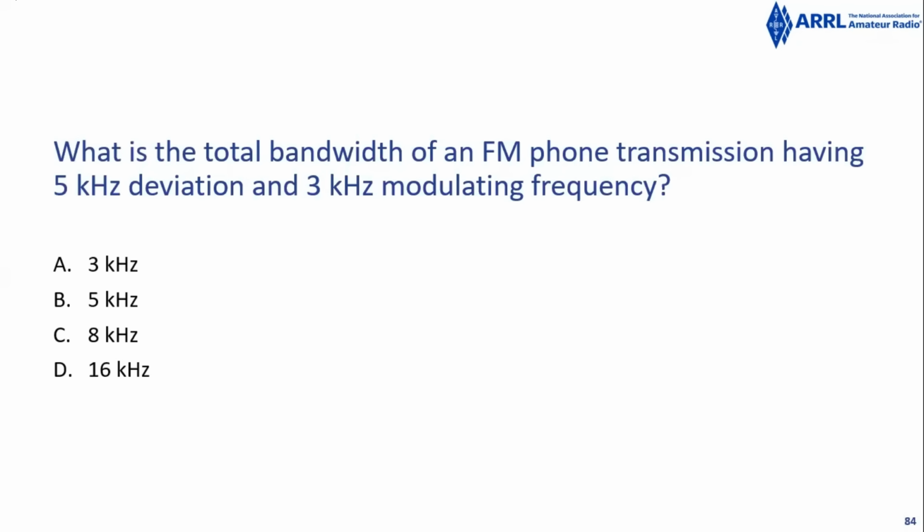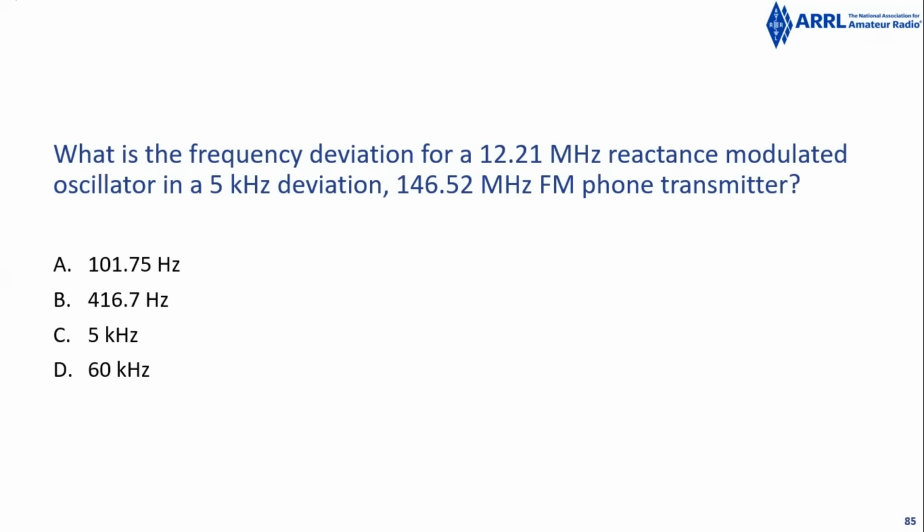So, what is the total bandwidth of an FM phone transmission having 5 kilohertz deviation and 3 kilohertz modulation frequency? So remember how to do this? It's 2 times that, which would be 2 times 5 plus 3, is 16. What is the frequency deviation for a 12.21 megahertz reactance modulated oscillator and 5 kilohertz deviation? So you're going to divide. You've got to divide by 12. So you're going to get 416.7 hertz, B.